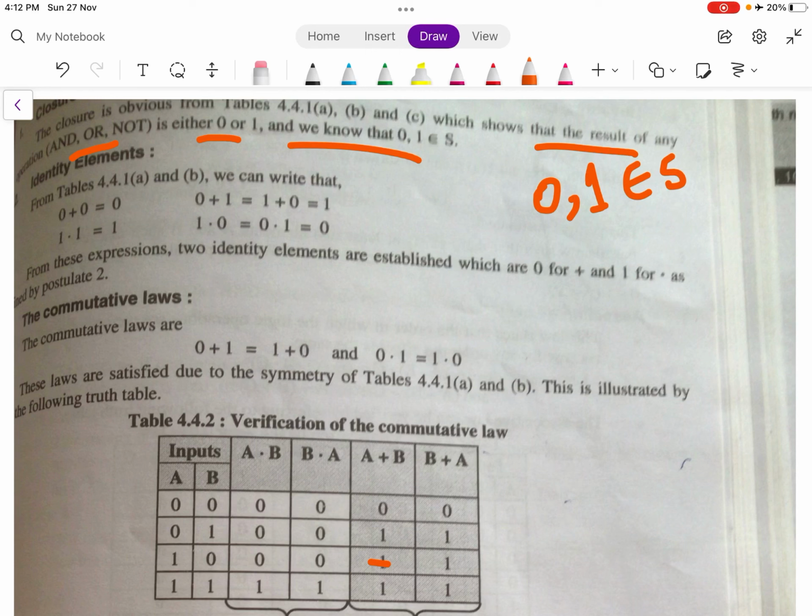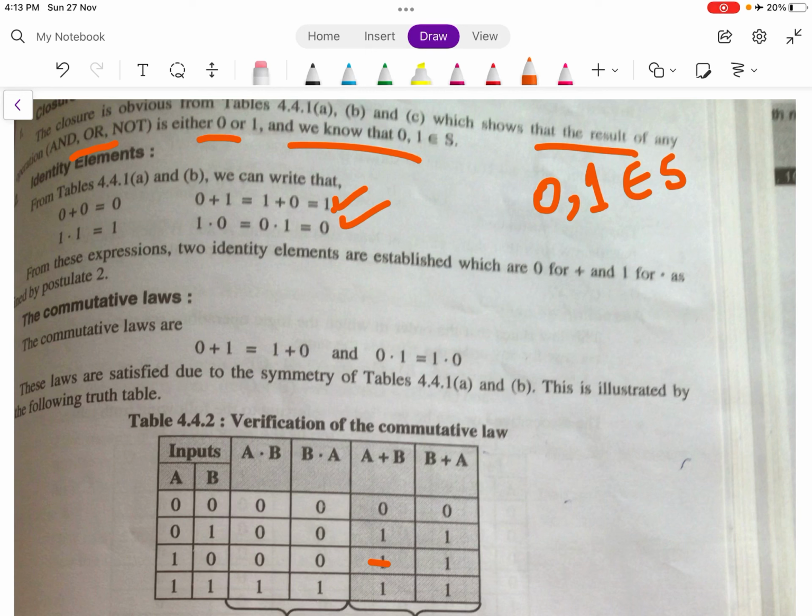Identity. From the table we can write 0 plus 0 equals 0, 0 plus 1 equals 1 plus 0, which is 1. 1 into 1 is 1, 1 into 0 is equal to 0 into 1, equal to 0. So this is also satisfied.